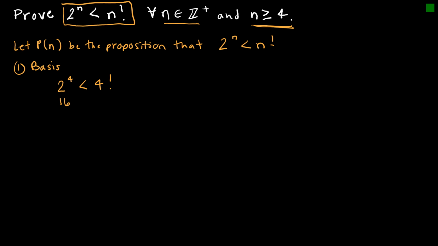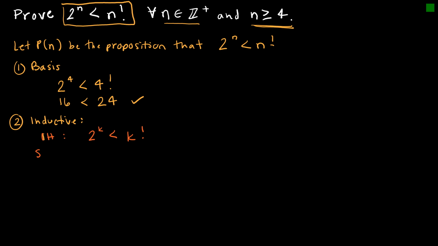Then I want to do my basis step, and again, since n starts at 4, I have to show 2 to the 4th is less than 4 factorial. Well, 2 to the 4th is 16. 4 factorial is 4 times 3, which is 12, times 2, which is 24, times 1. 16 is less than 24, so the basis step is complete. I've shown that to be true. Then I'm going to do my inductive step. And remember, my inductive step starts with my inductive hypothesis, which says 2 to the k is less than k factorial. That is what I'm assuming to be true.